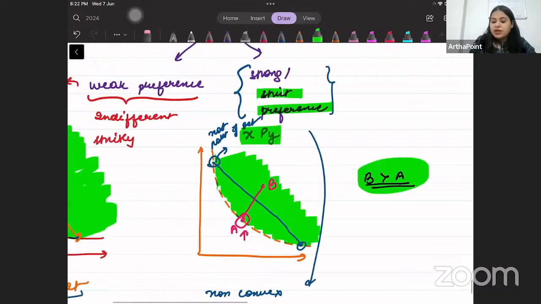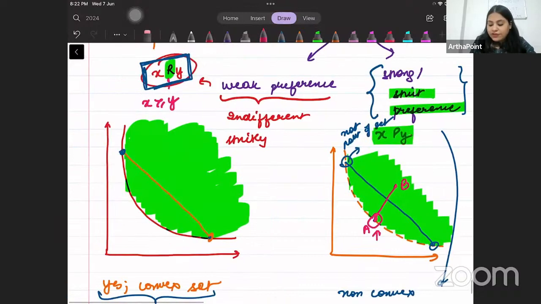Here, this point A will be included because I'm including all indifferent points also, and I'm including all preferred points also. This will be a convex set. Is this clear now?